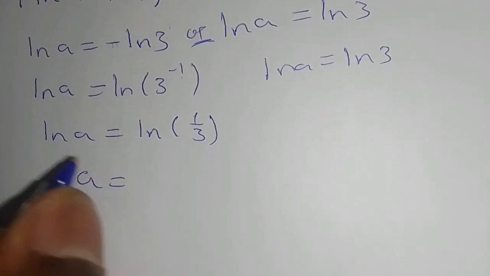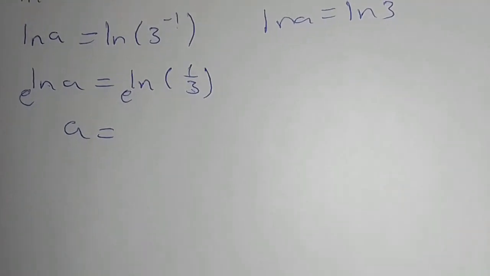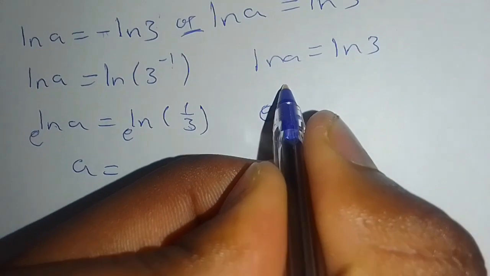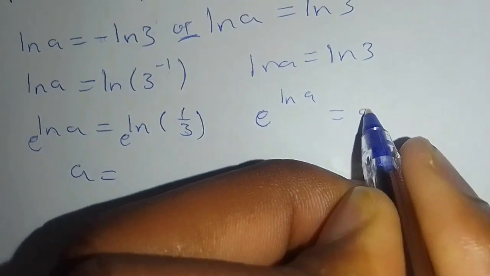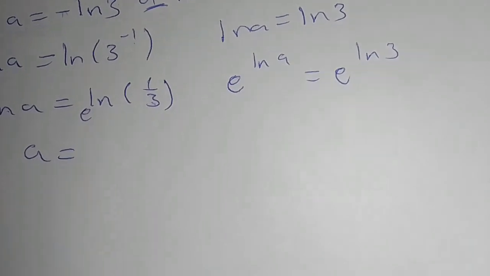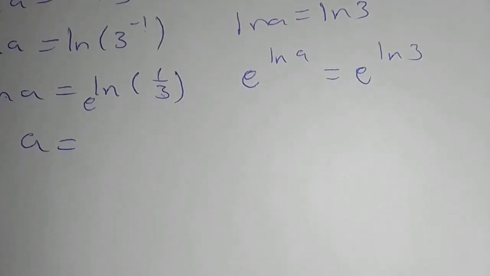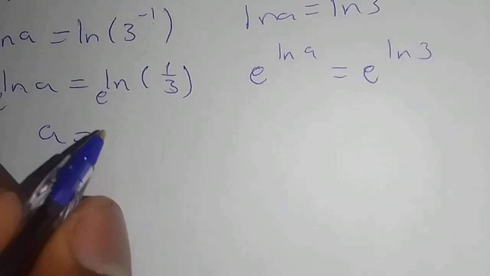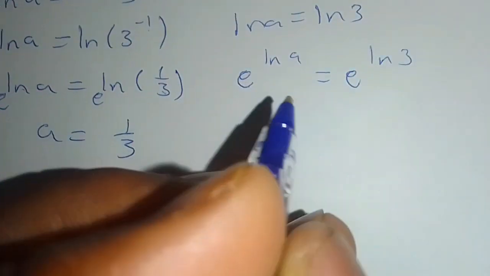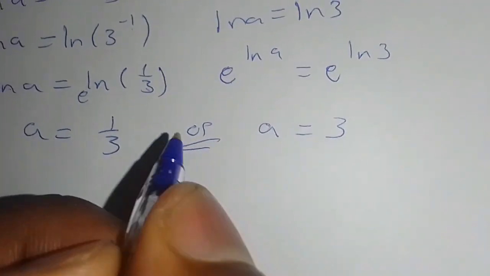So you can raise both sides as e to the power of that. We have e to the power ln a equals e to the power ln 3. When you compose a function with its inverse, a function composed with its inverse at x will be x. Since this one is at 1 over 3, that's just 1 over 3, and this one is at 3, so that gives us 3. So you have two solutions to that problem.